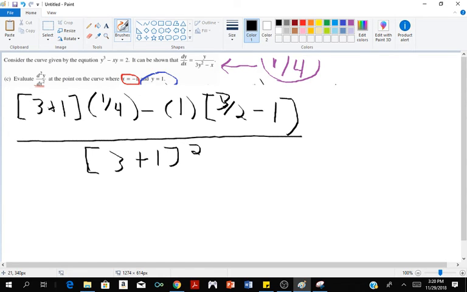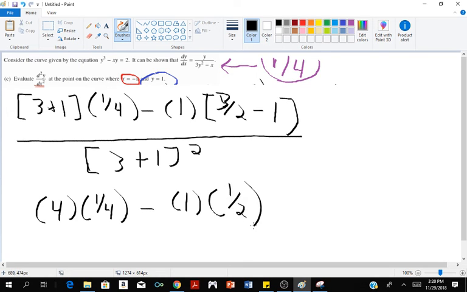All right, so 3 plus 1, going back to the top where those brackets are, is 4, times 1/4, minus 1 times 3/2 minus 1. We're going to change 1 to 2 over 2, so you have 3/2 minus 2 over 2. That's going to give you 1 times 1/2 in the brackets there, over 3 plus 1, which is 4 squared.